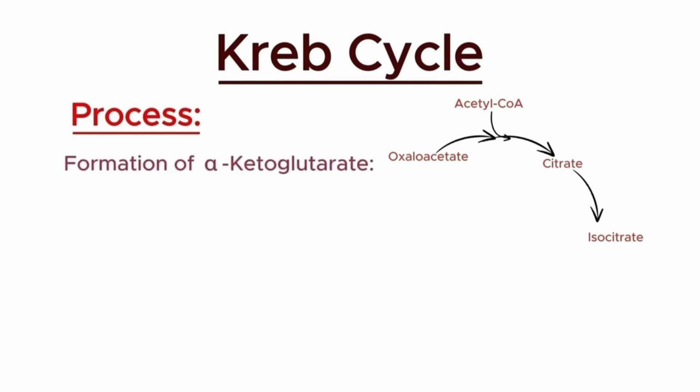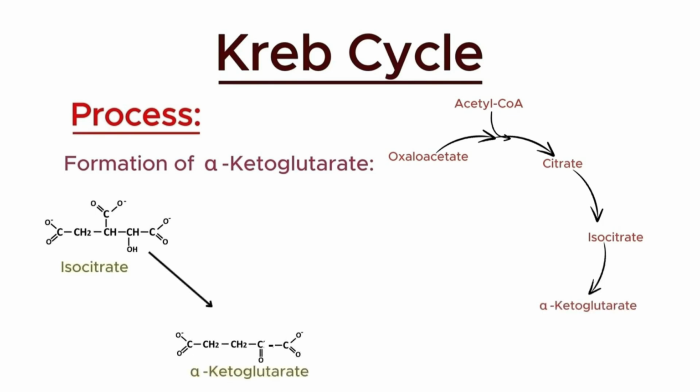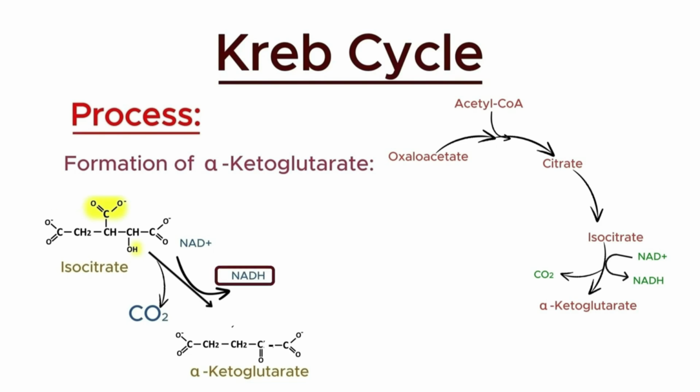In the third step of the Krebs cycle, isocitrate is oxidized and decarboxylated to form alpha-ketoglutarate. This reaction is catalyzed by the enzyme isocitrate dehydrogenase. During this step, isocitrate is oxidized, which converts NAD+ to NADH. The process also releases a molecule of carbon dioxide, resulting in the formation of alpha-ketoglutarate. This step is important as it generates NADH, which will be used in the electron transport chain to produce ATP.